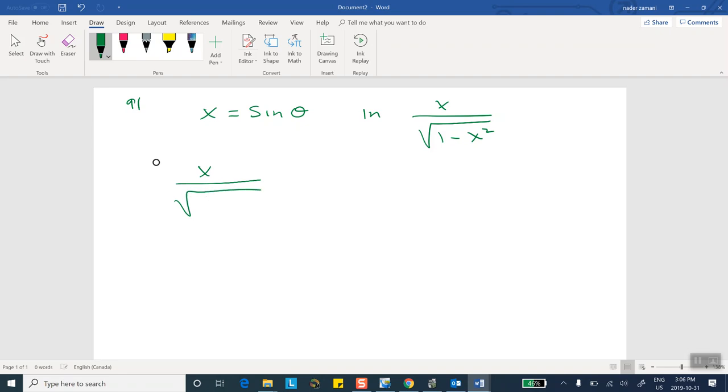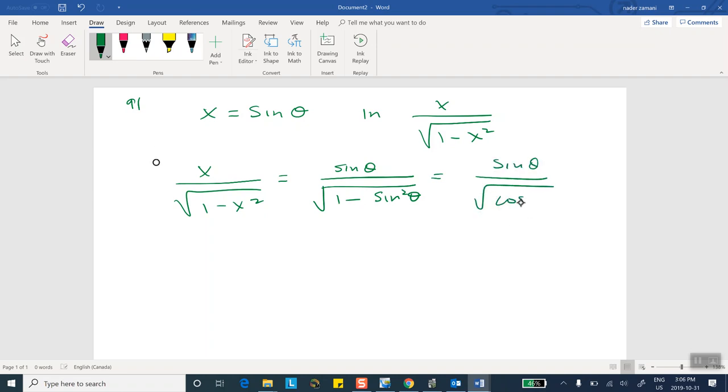x over square root of 1 minus x squared is equal to, well, x is sine theta, square root of 1 minus sine squared theta. But notice that underneath the radical is cosine squared theta, and this is sine theta over square root of cos squared, which is cosine of theta, and this is tangent of theta. So there we are.